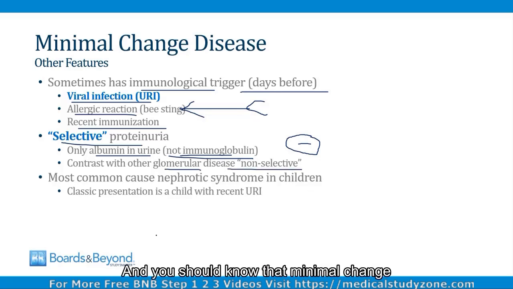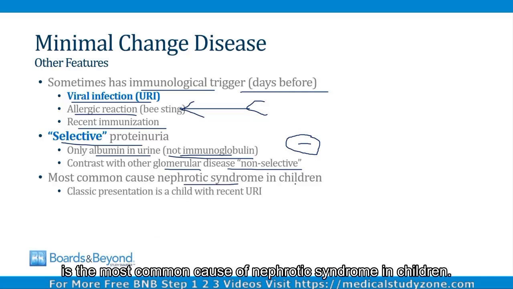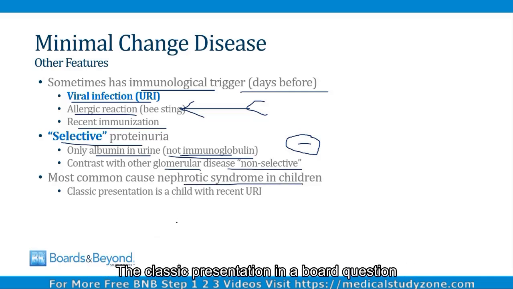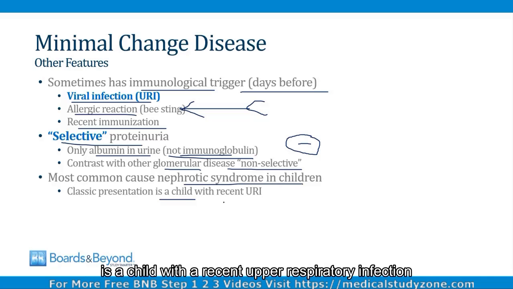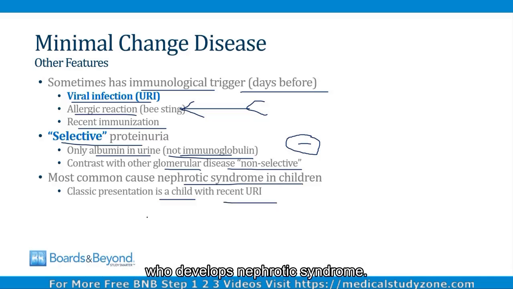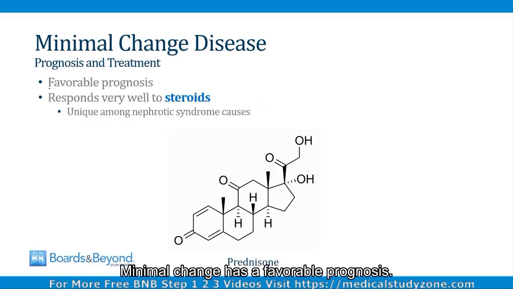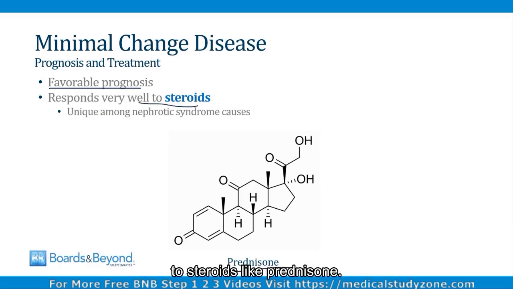And you should know that minimal change is the most common cause of nephrotic syndrome in children. The classic presentation in a board question is a child with a recent upper respiratory infection who develops nephrotic syndrome. Minimal change has a favorable prognosis. Most patients recover, and it is famous for responding very well to steroids like prednisone.